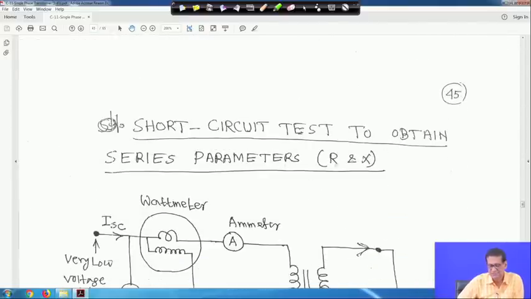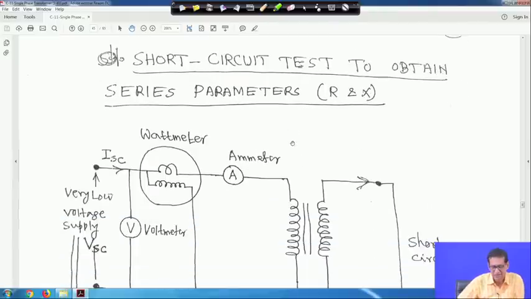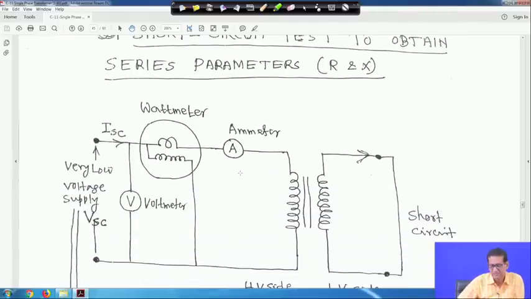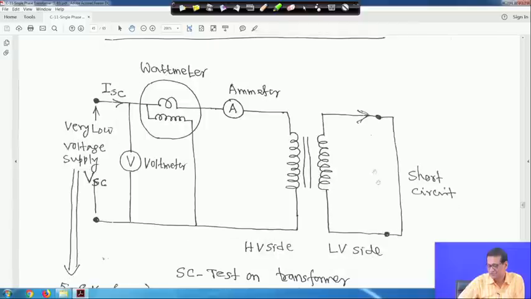Now, the short circuit test, to obtain the series parameters, that is the resistance and reactance. The short circuit test is performed on the high voltage side, because when we perform it we need hardly 5 to 8% of the rated voltage on the high voltage side to make the rated or full load current flow. The low voltage side is short circuited.